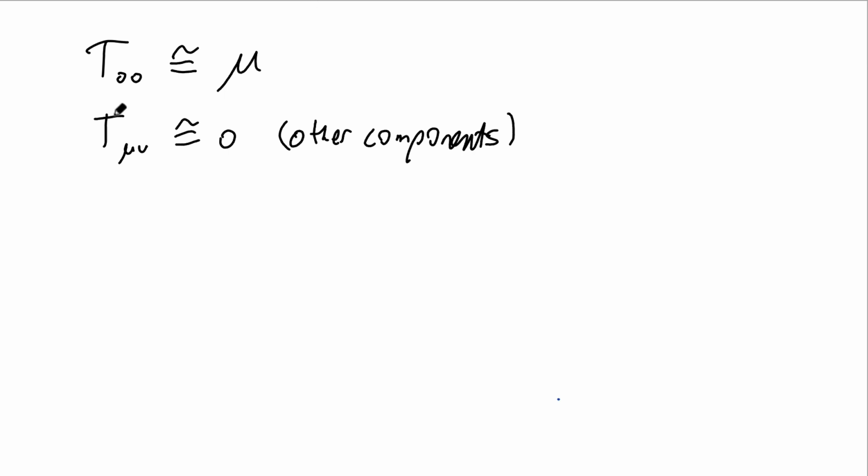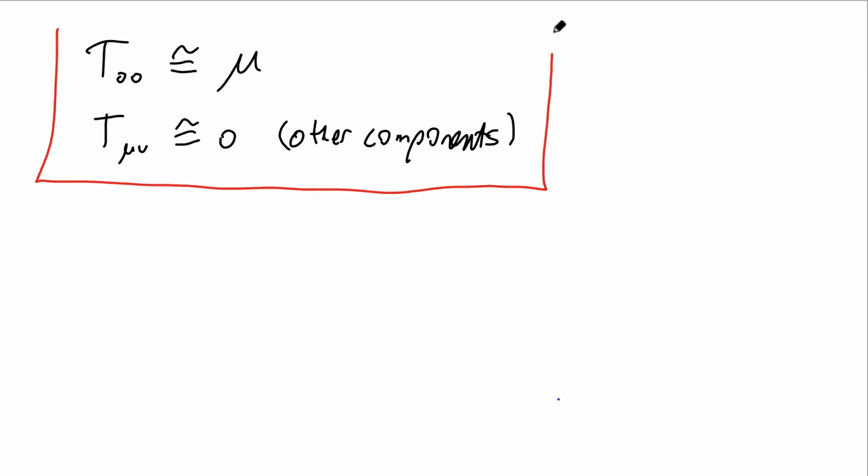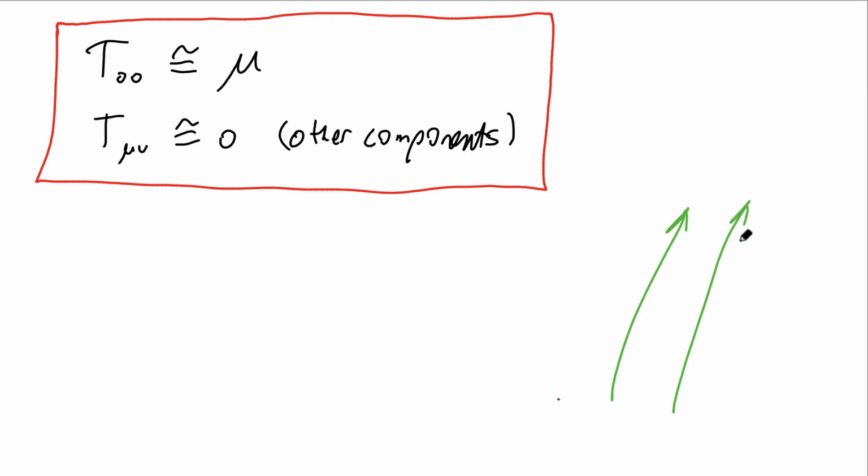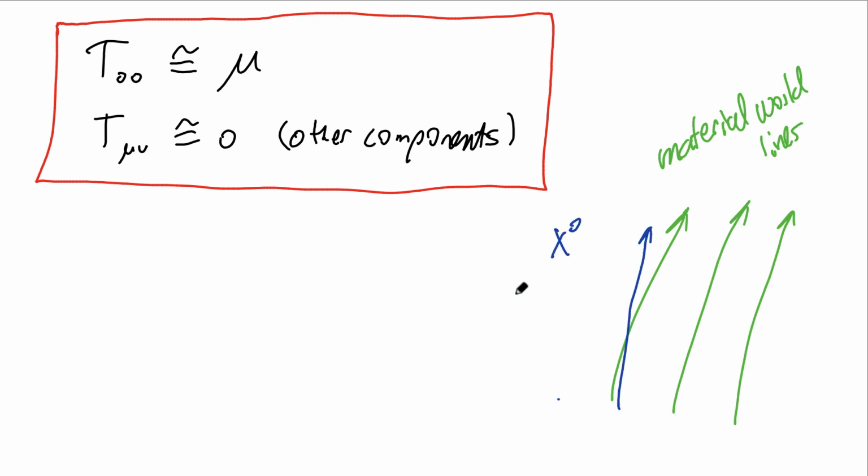of the material. Even though we arrived at this conclusion by analyzing the stress energy momentum tensor in flat space-time with Minkowski coordinates, this holds more generally due to the principle of equivalence. So all we need to do is make sure that our coordinates are closely aligned with the material flow lines. So here's the material world lines, and here are the x0 coordinate lines.